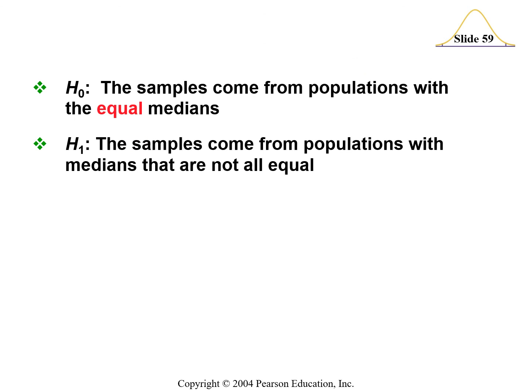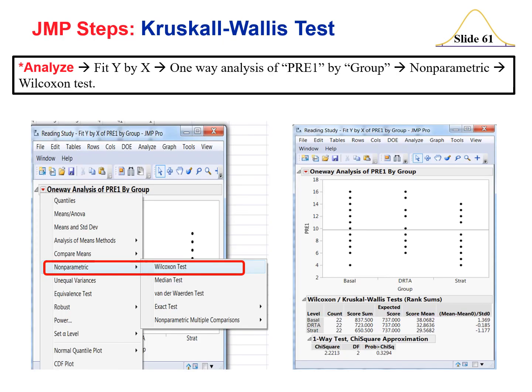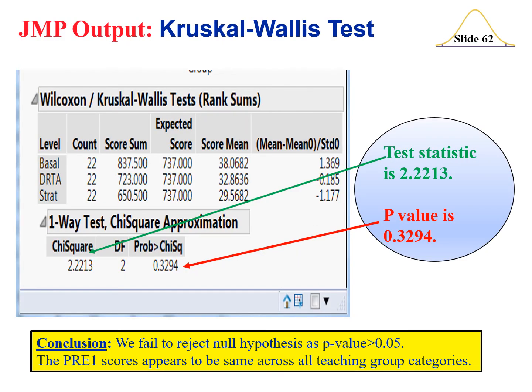This is the H0: the samples come from populations with equal medians. Be careful, this is the null hypothesis of the Kruskal-Wallis test. The H1: the samples come from populations with medians that are not all equal. Please take the null and alternative hypotheses for all non-parametric tests as they are. Okay. Here are the steps of the Kruskal-Wallis test in JMP, and this is the output.